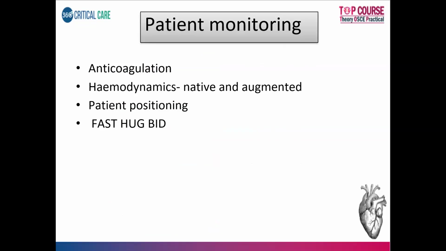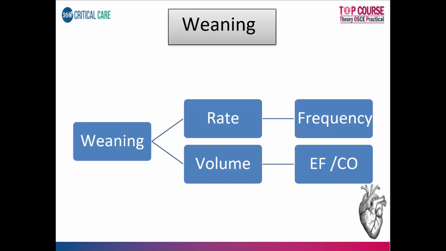So what do we monitor these patients on? The things which need to be monitored are anticoagulation, hemodynamics, and patient positioning, along with the routine vitals. So how do we wean the patient? Weaning will be either based on rate or volume. What do we mean by rate? Usually we start with the frequency. When the patient is on full IABP support, the frequency would be 1:1.